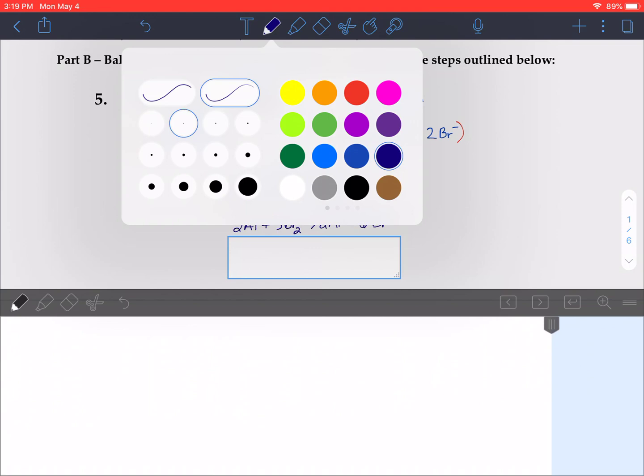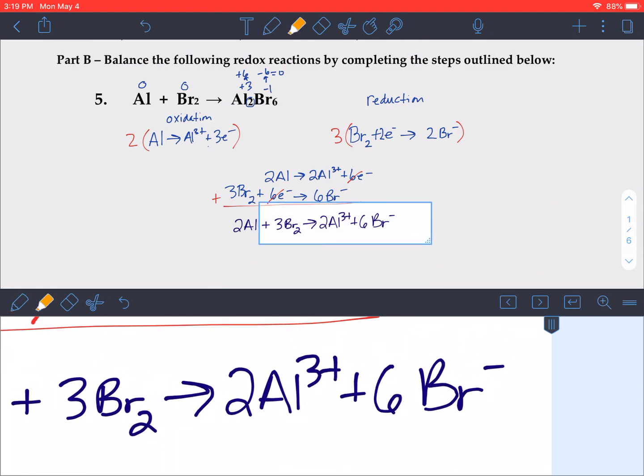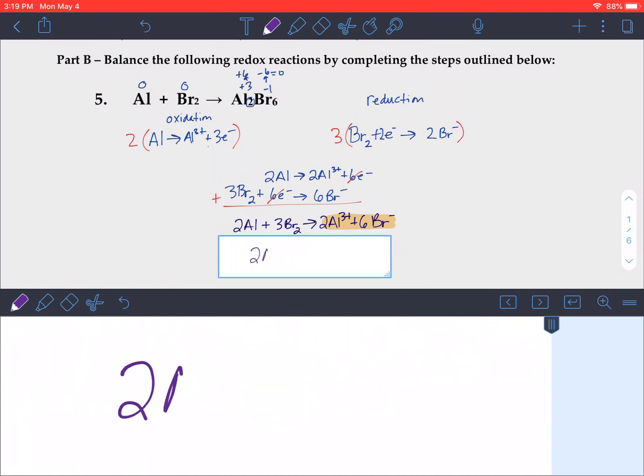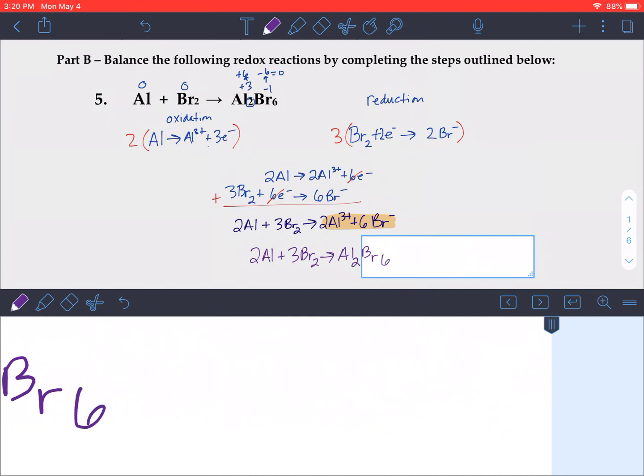The last thing we have to do is put those anions and cations together to finish this off. And if we have 2 3+ charges and 6 negative charges, then they will just bond just fine together, and we're going to change it to subscript. So here it goes. So 2 aluminum plus 3 bromine yields Al2Br6. And this is the balanced chemical equation.